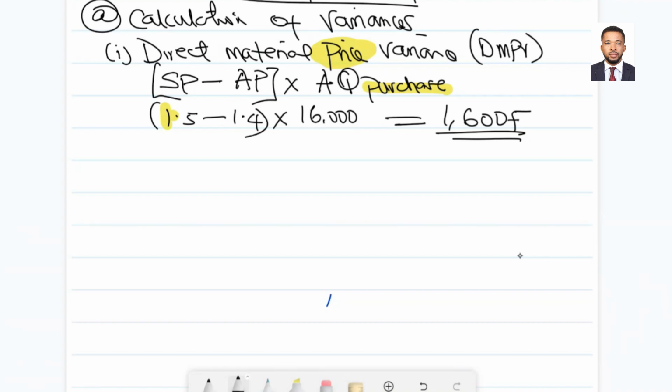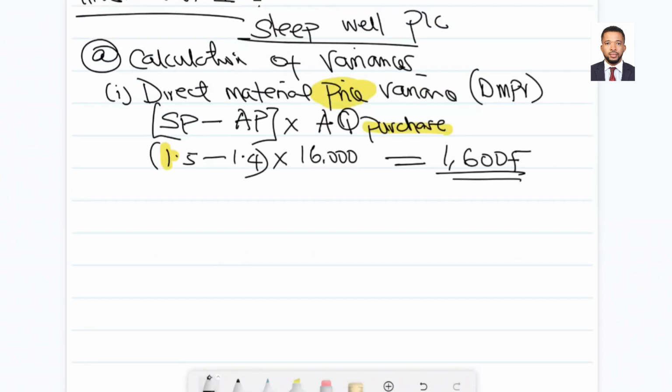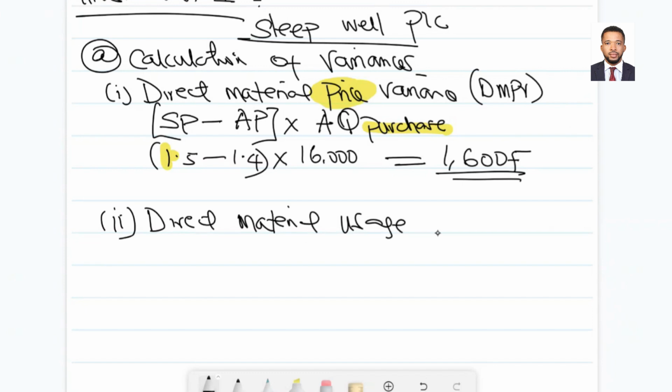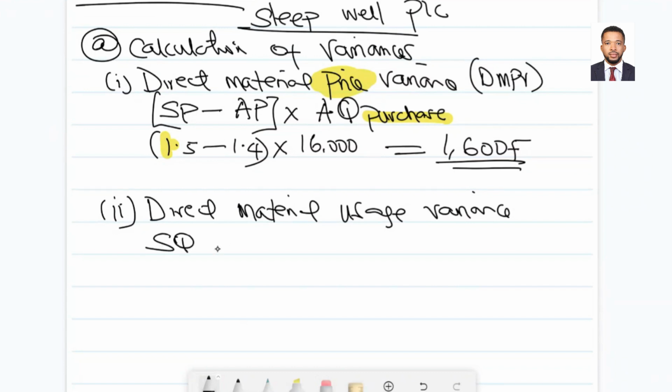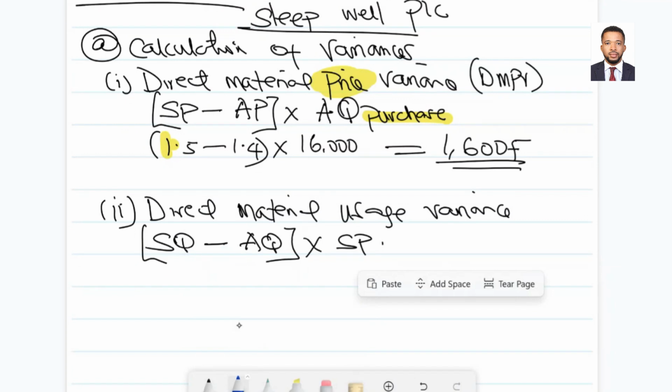What's the next item? Direct material usage variance. This is standard quantity minus actual quantity multiplied by standard price. Anytime you see standard quantity, it must be at actual production.